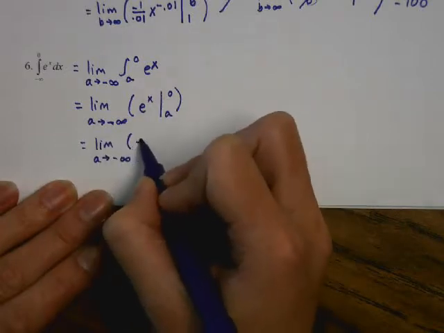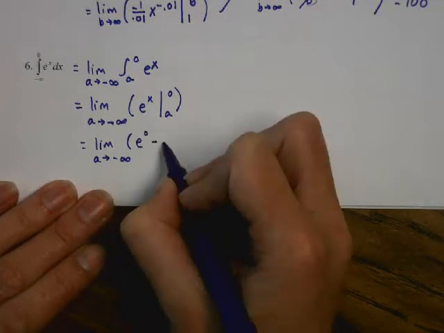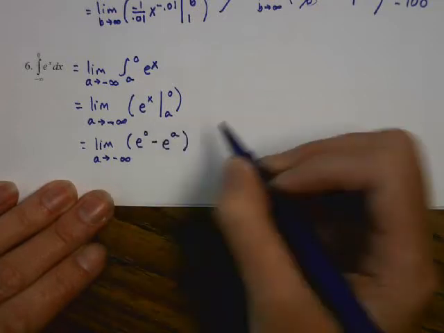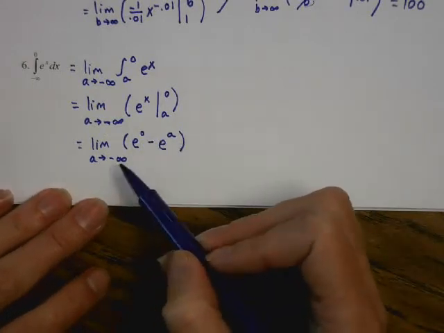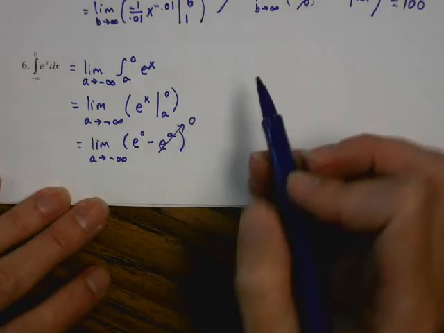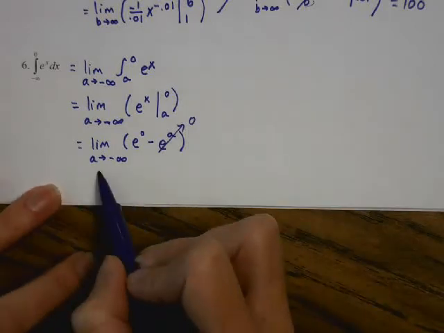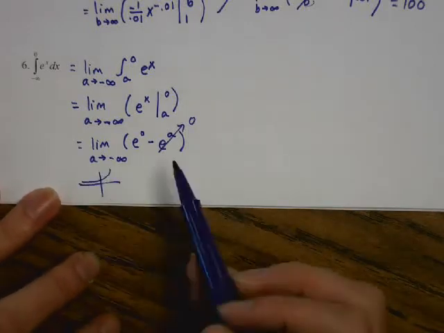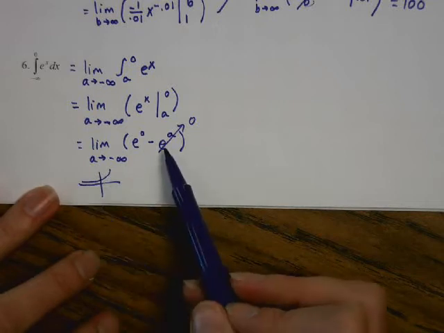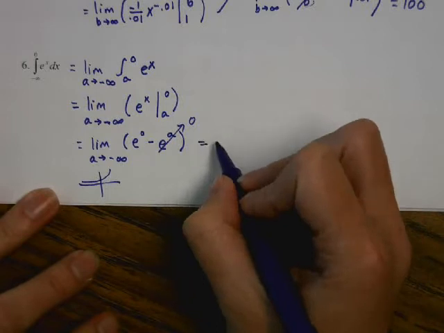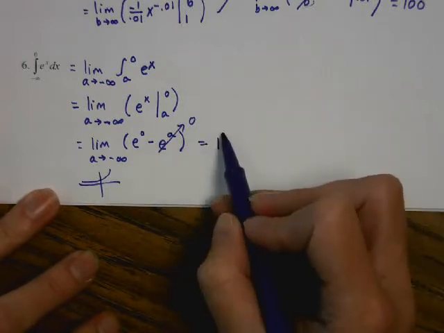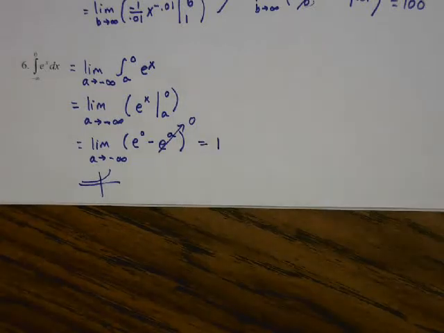So this is going to be e to the 0 minus e to the a. Well, e to the a, as we go to negative infinity, is going to be 0. If we have an e to the x graph, it's going to look like this. So as we go to negative infinity, it goes to 0. So we have e to the 0 minus 0. E to the 0 is 1. So our integral is 1.